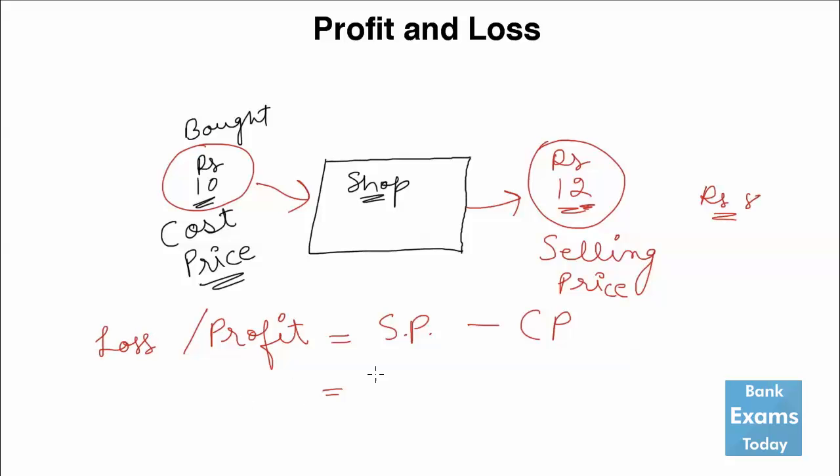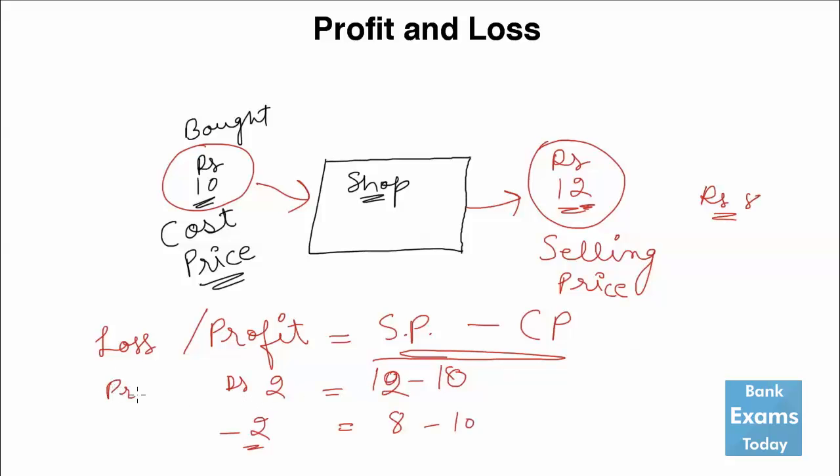In case of profit, the selling price minus the cost price, the selling price was 12 and the cost price was 10. You got a profit of rupees 2. In case of loss, the selling price is rupees 8 and the cost price is rupees 10, and there is a loss of rupees 2. And whenever there is a negative sign in this formula, there will be a loss. In case of profit, it's positive. In case of loss, the outcome will be negative. When we deduct cost price from the selling price and the outcome is negative, there will be a loss. Now I will explain how to calculate the profit percentages.